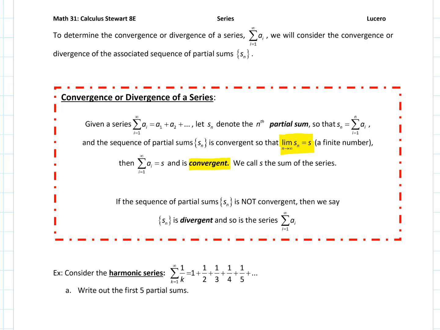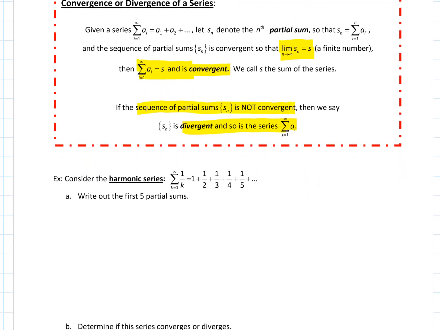If, on the other hand, the partial sums, for whatever reason, remember that sequences can diverge for a variety of reasons. They can diverge to infinity or negative infinity. A sequence can diverge through oscillation. So there's multiple reasons why a sequence itself is divergent. But if the sequence of partial sums is not convergent, then we say that the series is divergent. Okay. So a lot of language, a lot of definitions, and we're going to get into what this means and how we show convergence or divergence.